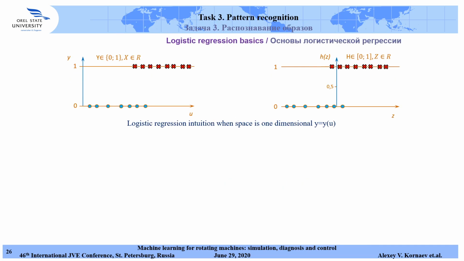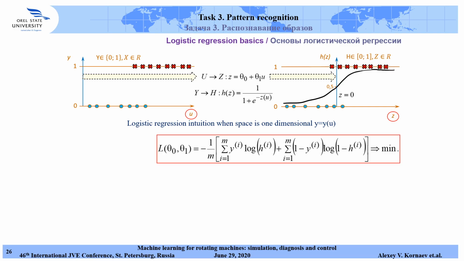Usually, classification problems are connected with logistic regression. The main objective of logistic regression is to find the function h that best describes the binary function y of continuous argument u. To solve this problem, it's easy to replace the variable u with z to define the class boundary z equal to 0. The logistic function can be used.